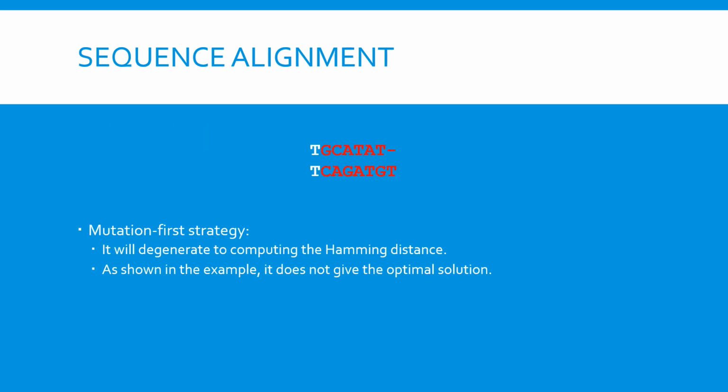Using the mutation-first strategy, the two sequences shown here have a distance of 7. Notably, this distance is identical to the Hamming distance. This happens because the mutation-first strategy tends to avoid gaps, thus becoming identical to the calculation of Hamming distance. As a result, this strategy does not correctly compute the minimum edit distance.